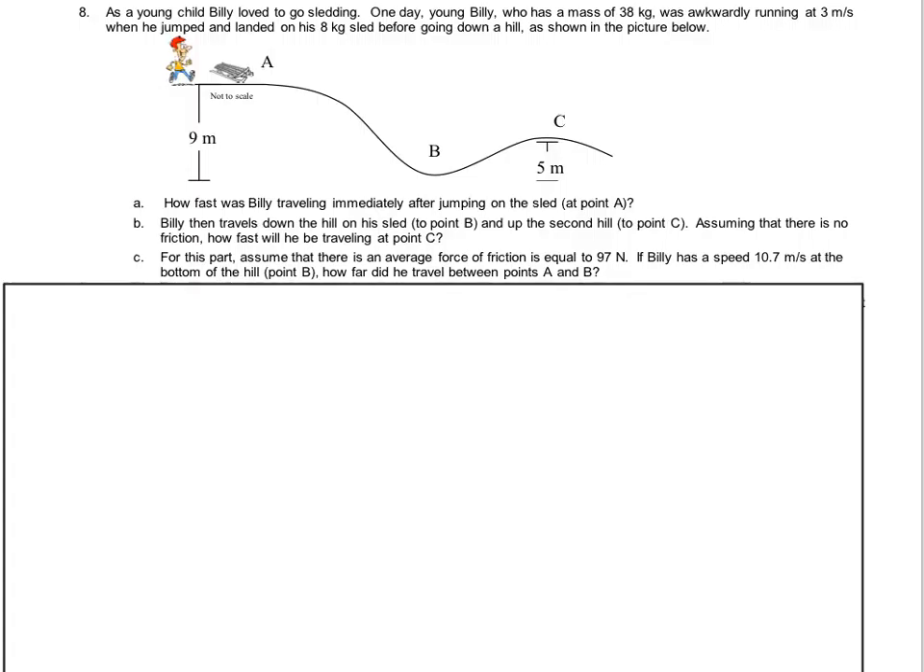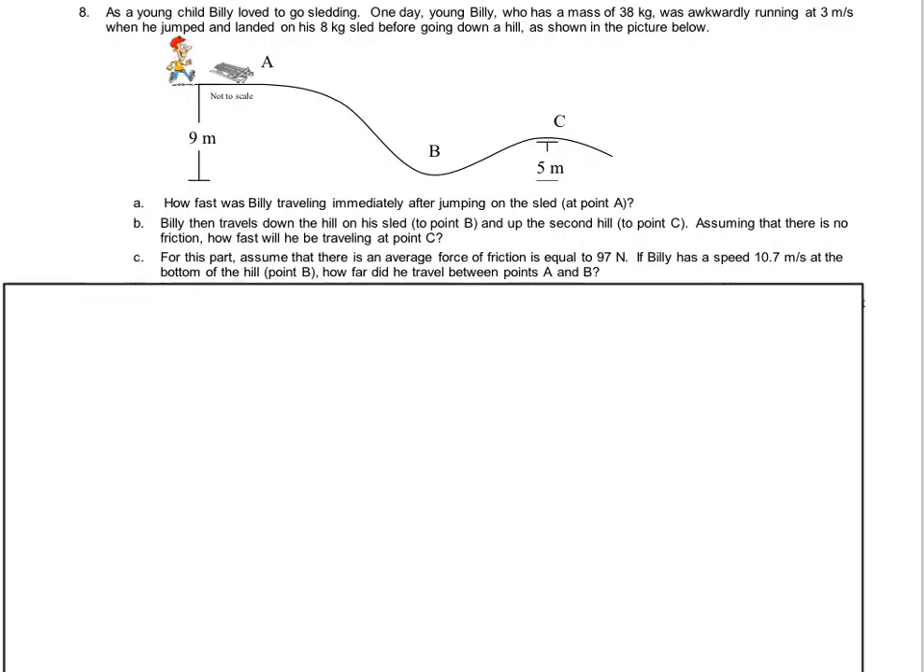We're looking for 3 things. Part A, how fast was he traveling immediately after jumping on the sled? So that's point A. In part B, Billy then travels down the hill on his sled to point B and up to the second hill to point C. Assuming there is no friction, how fast will he be traveling at point C?